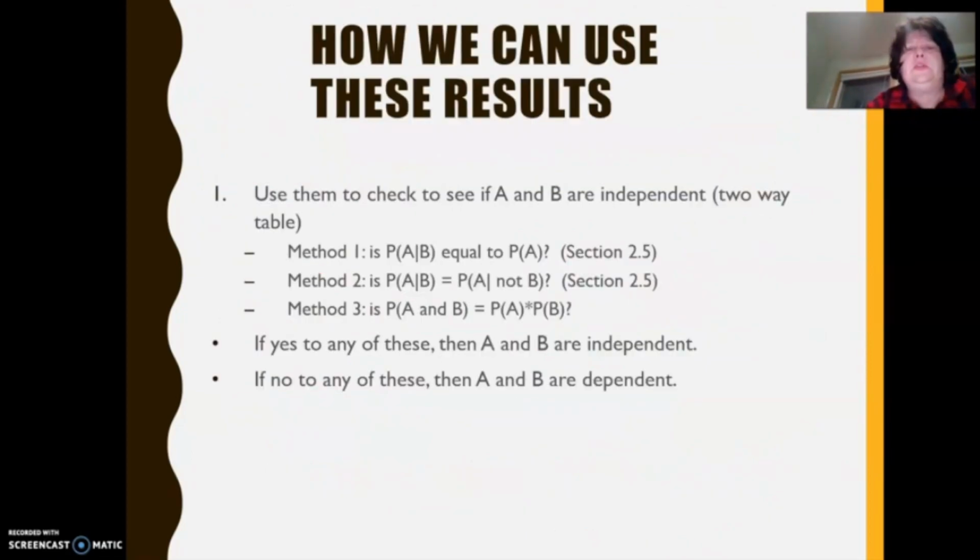Okay, so how do you use these results? You use them to check and see if A and B are independent. So if any of those are true for your A and B, then they're independent. You don't have to check every one, just any of those. If not, then A and B are dependent, or you can say not independent.